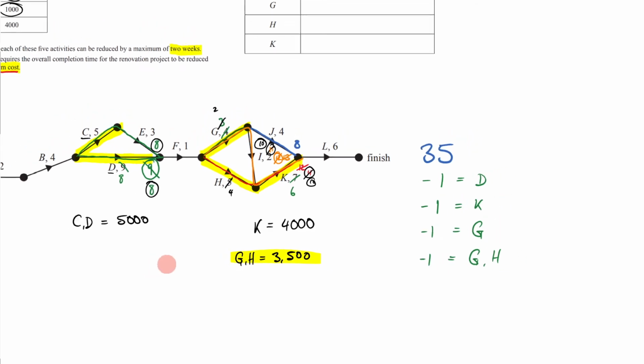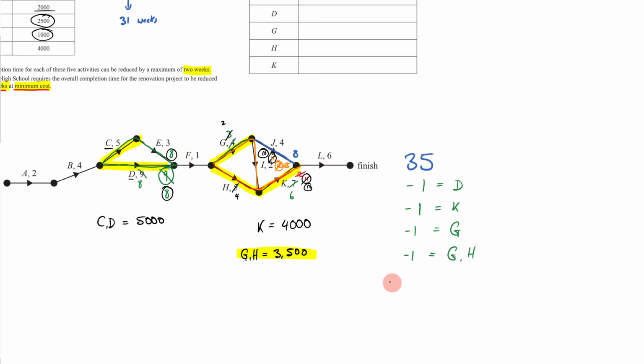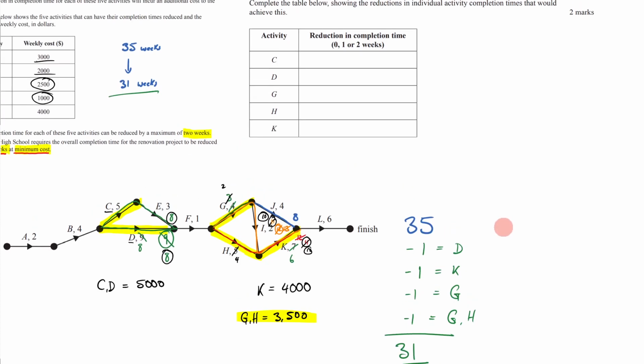So now what we can do is fill in our answer, because as you can see now, this is 35 minus 4. We've gotten to 31 weeks, which remember is what we wanted. And what we have done here is, all right, C, I haven't reduced at all. It's not been any of my reductions. D, I reduced once. G, I've reduced twice. H, I've reduced once. And K, I've reduced once. So my answer will be 0, 1, 2, 1, 1.